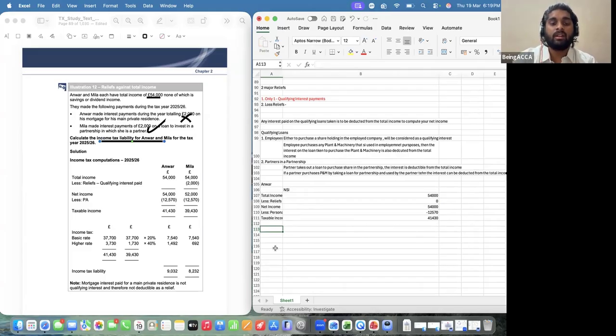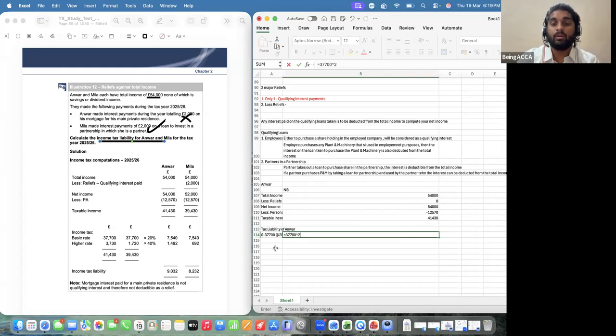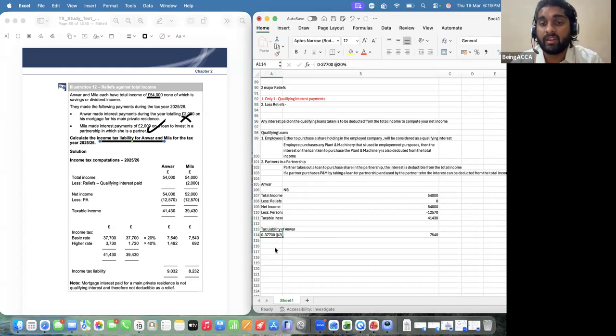So what would the tax liability of Anwar be? How do we calculate it? 0 to 37,700 would be at 20%, which means 37,700 times 20% would be 7,550. The total taxable income is 41,430, out of which 37,700 is being taxed at the basic rate, which means the remaining amount would be at the higher rate of 40%.